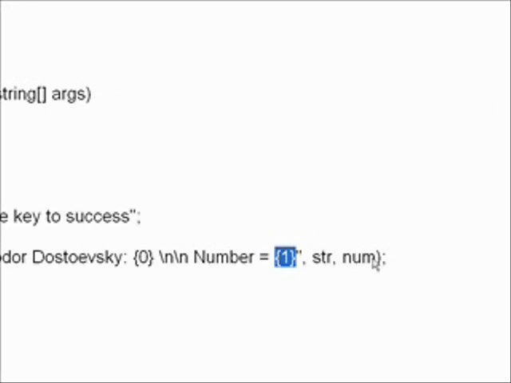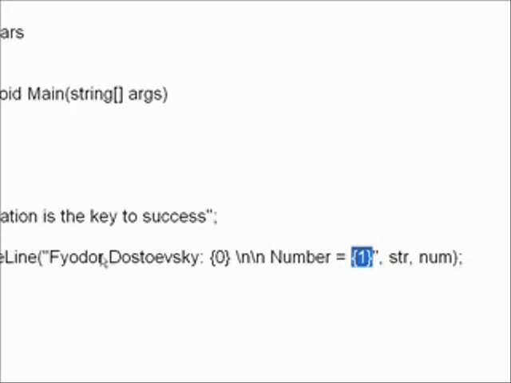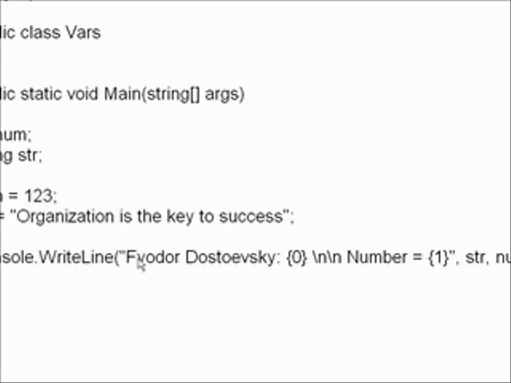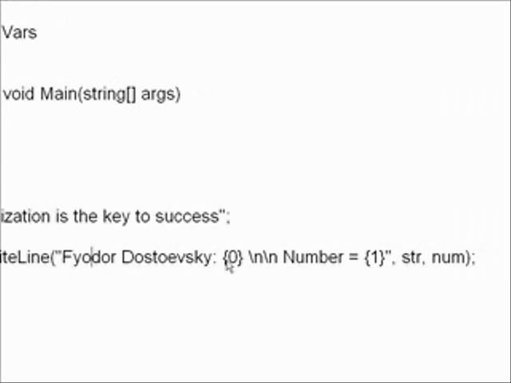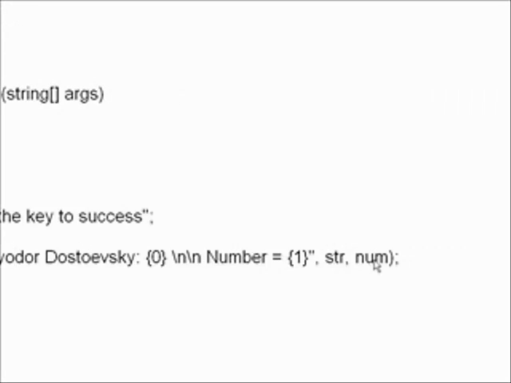So it's saying write Fyodor Dostoevsky, then write the string value after it, and then we have a \n\n, which are code characters for new line, saying add 2 new lines, and then write the literal value number equals, and then write the value that's in the variable in the second position, which is num.